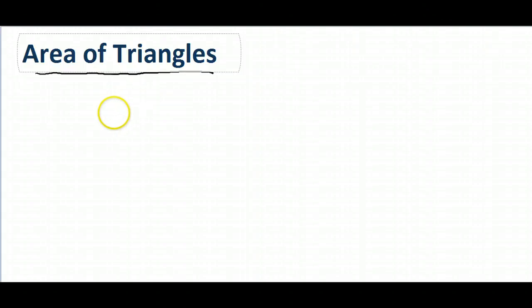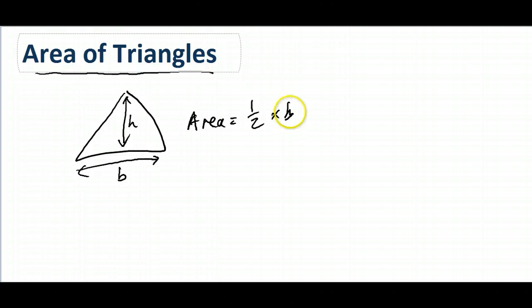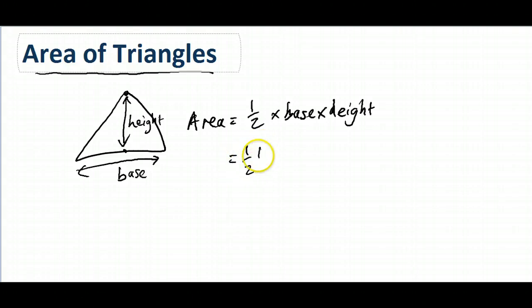Okay, in this video we're going to look at some ways of working out the area of triangles. You're probably all familiar with this simple formula for working out the area of a triangle: if you know the base and you know the height, then the area will be half times the base times the height of the triangle, where the base is this distance along here and the height is this distance from the base up to the peak. We can shorten that to half BH, half the base times the height.